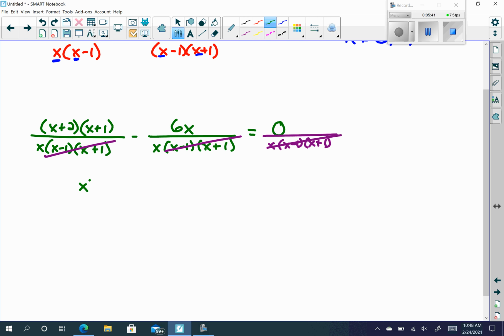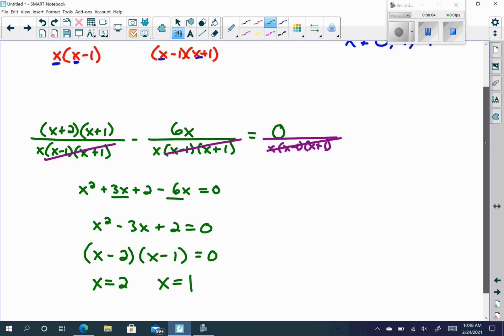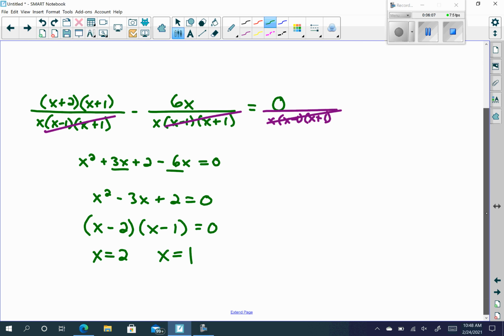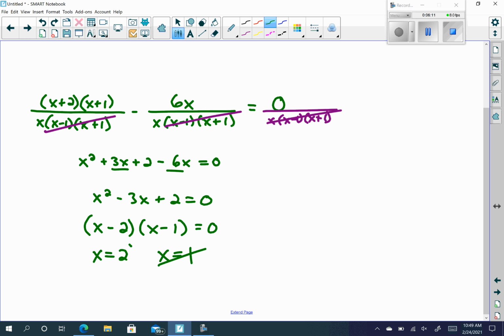Distribute here, so we're going to get x squared plus 3x plus 2 minus 6x still equals 0. Combine our like terms here, so we'll get x squared minus 3x plus 2 equals 0. Factor. This should factor into an x minus 2 and an x minus 1. So x is going to equal 2 or x is going to equal 1. Let's look at our restrictions. X cannot equal a 1, so we cross that one out. X equals 2 is our only answer.